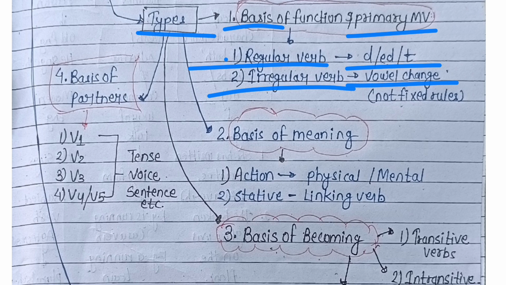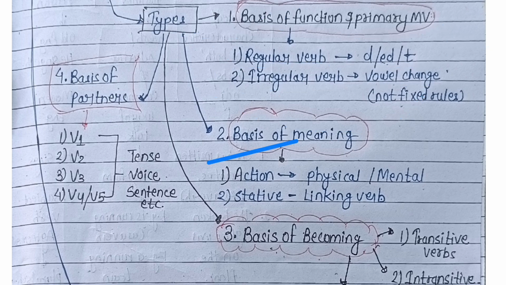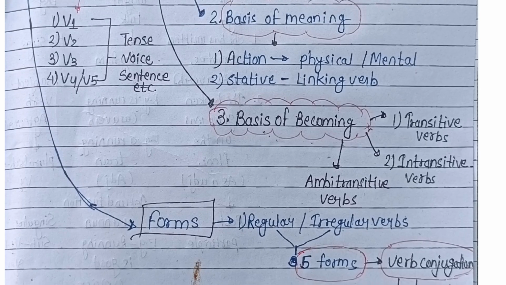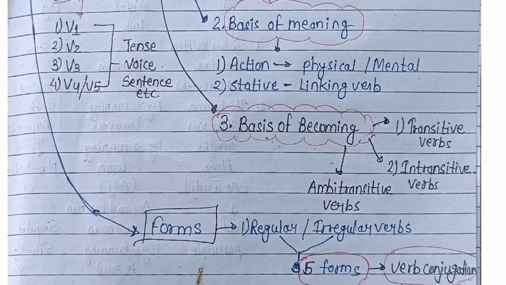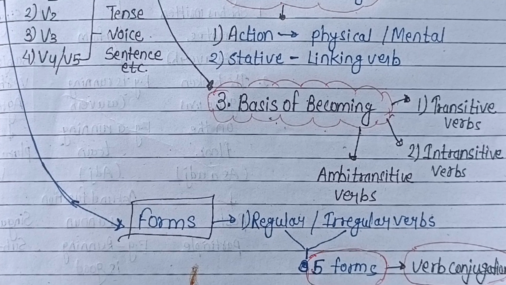Apart from that, this one is very important, because from our childhood till now, when we study grammar, we always study this one. Remember this. Apart from that, we classify the main verbs on the basis of meaning: action and stative. On the basis of patterns: V1, V2, V3, V4, V5. And on the basis of object: transitive and intransitive, and sometimes also ambitransitive.